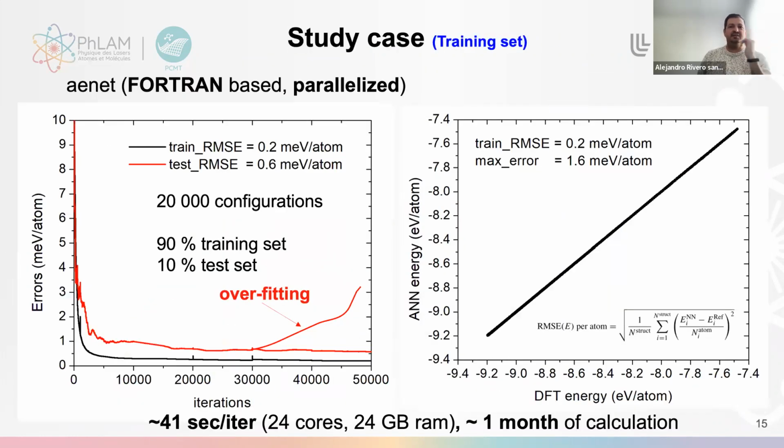Here I put the time that you need to train a neural network using 20,000 configurations, using 24 cores and 24 GB of RAM. You need around 1 month of calculation to obtain a neural network PES, and this is in the best case. This is the last neural network that I obtained that works well, but before it I obtained 30 neural networks. I made all these tests. Taking into account the time for the AIMD calculations, plus the time for obtaining the neural network PES, I think you need around 1 year of work.